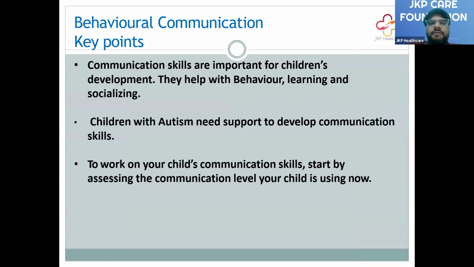Communication skills are important for children's development. They help with behavior, learning, and socializing. Children with autism need support to develop communication skills. To work on your child's communication skills, start by assessing the communication level your child is using right now. So this is about communication.